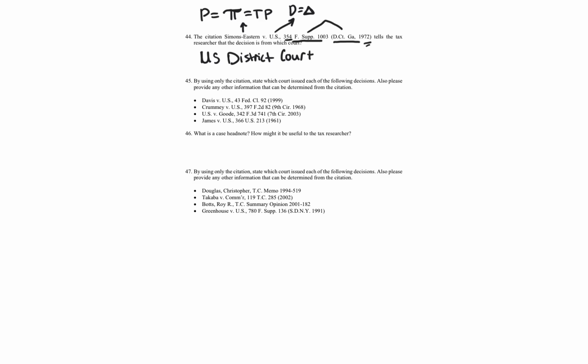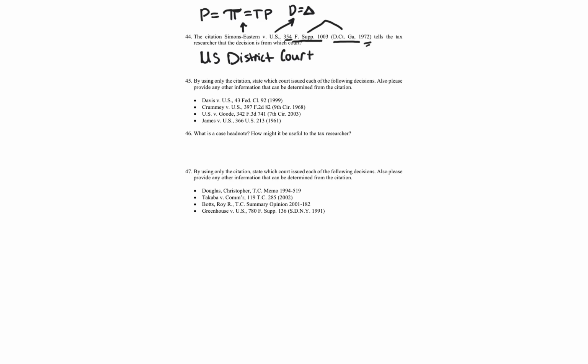By using only a citation, state which court issued each of the following decisions. Also, please provide any other information that can be determined from the citation. Okay, so the first one, Davis versus U.S., 43 Federal Claims 9/2/1999. I'm going to do a different color with each of these because it might get a little messy. I'll try to be as organized as possible.